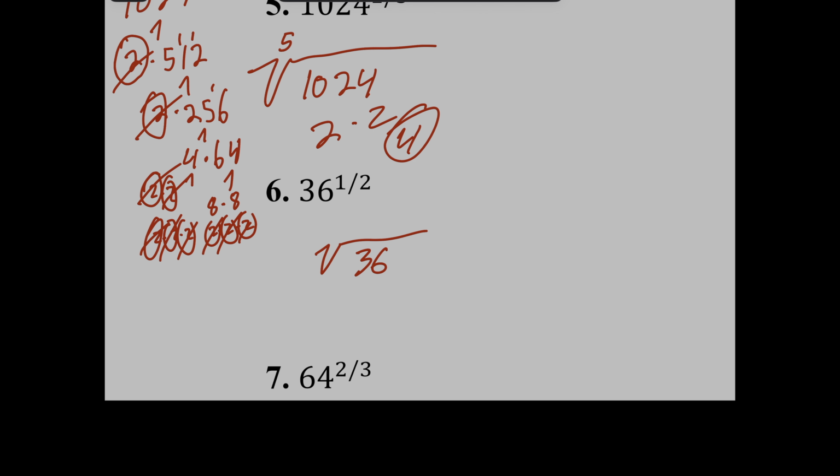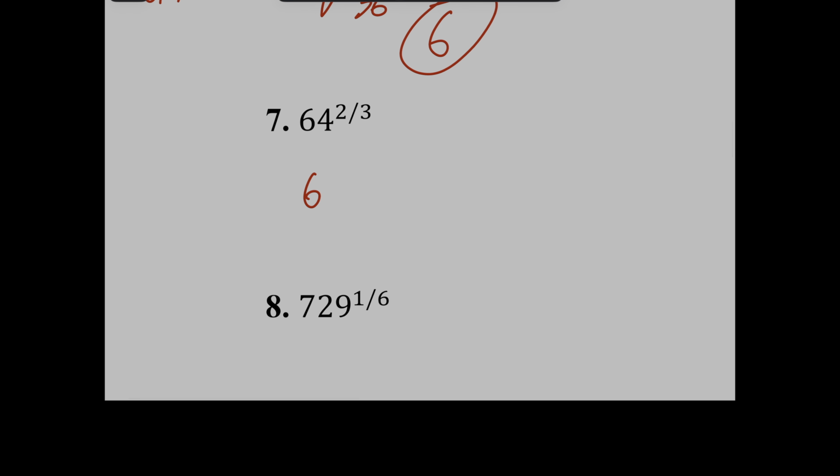Here we go. 36. The denominator is 2, so it's a square root. It's just square root of 36. It's just a 6. Okay, let's go on to number 2 more. You guys can hang in there with me. Good job. Boom, boom, boom.